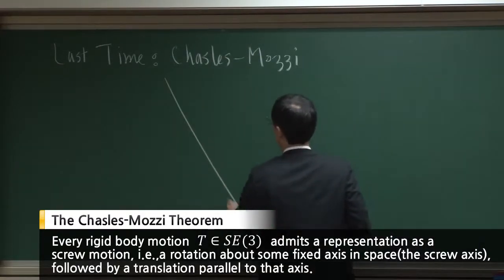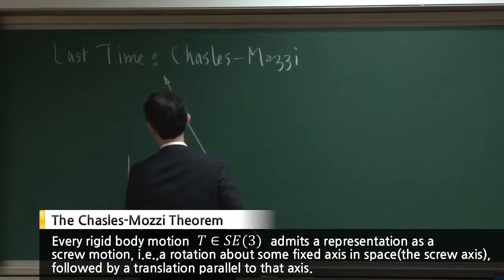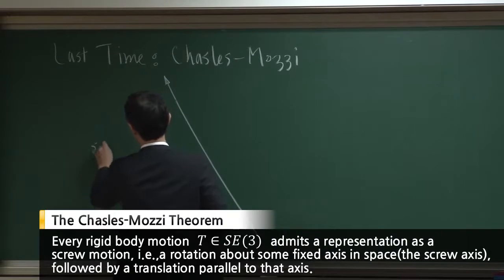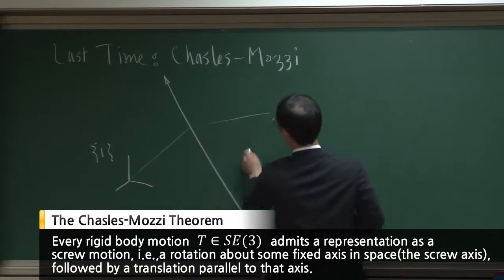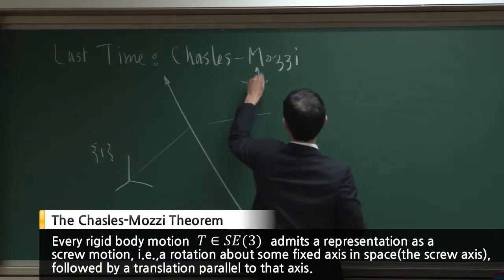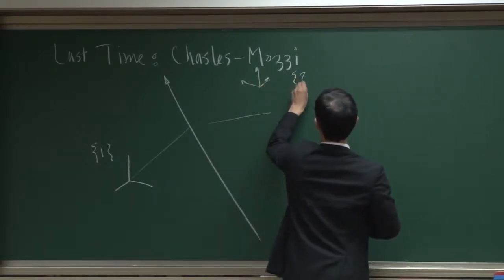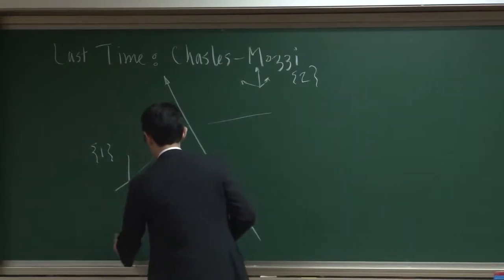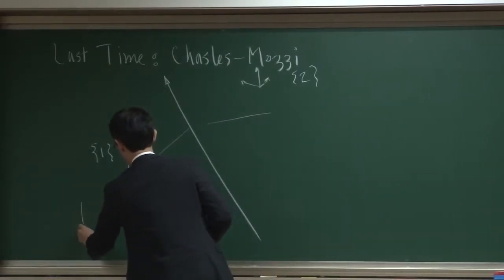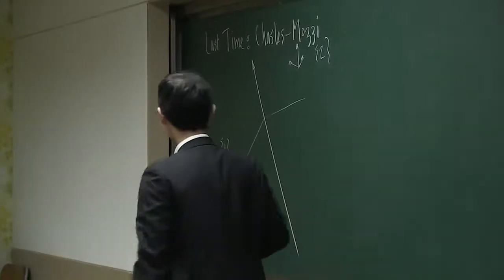So we have some screw axis. Let's draw two frames. Here's frame 1, and here is frame 2. Okay? All right, and let's draw the fixed frame, say here. Okay, so there's the fixed frame.